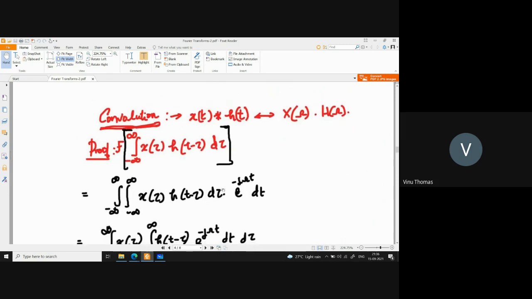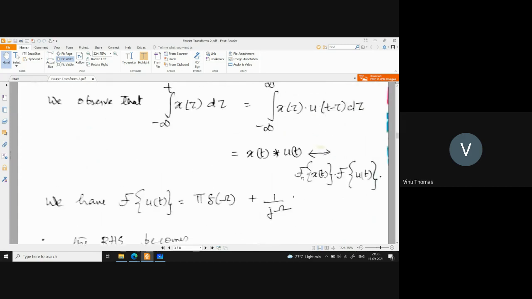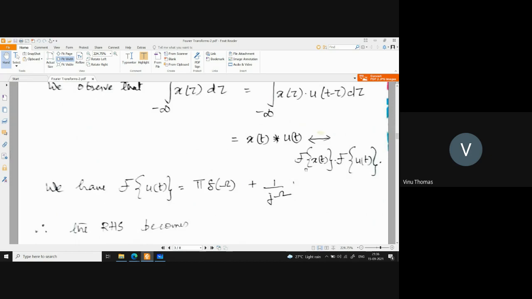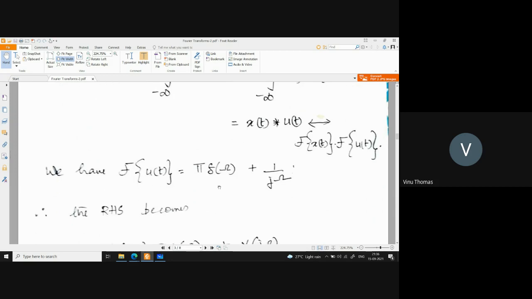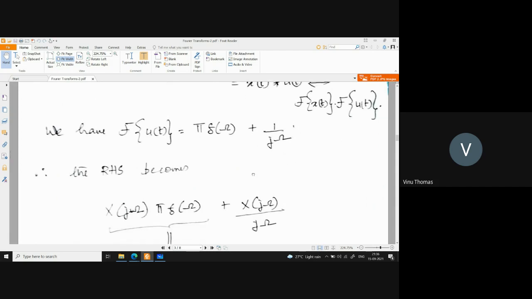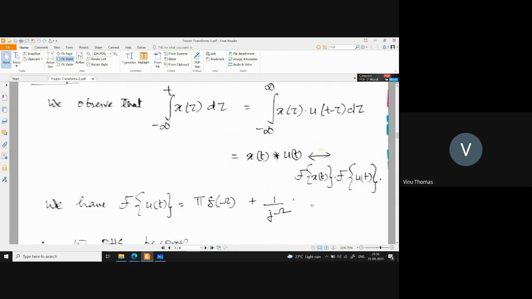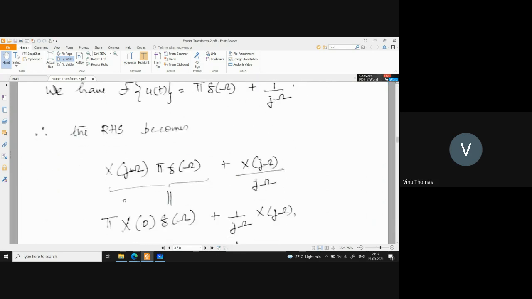So this is the result. That is, if I convolve two functions in the time domain, then in the frequency domain it is a multiplication of the individual spectra. So we'll use that result here. x of t convolved with u of t can be written as the Fourier transform of x of t into the Fourier transform of u of t. We have found the Fourier transform of u of t here, which is pi delta omega plus 1 by j omega. So we can write this as X of omega into pi delta omega plus 1 by j omega, that is, X of omega into pi delta omega plus X of omega by j omega.